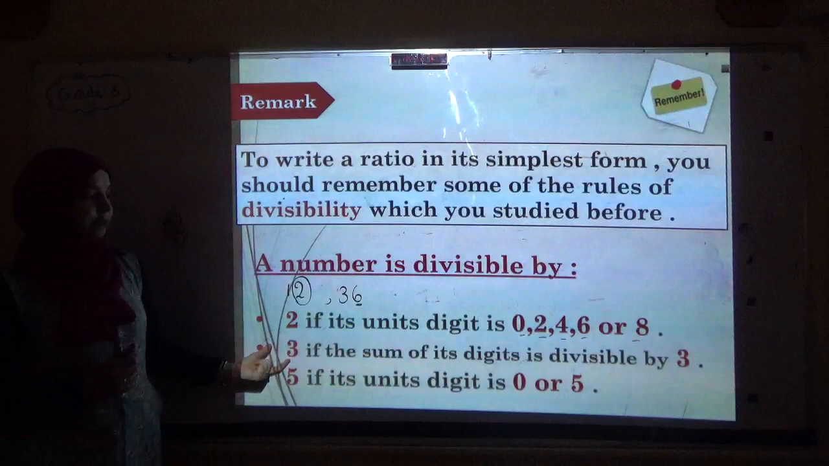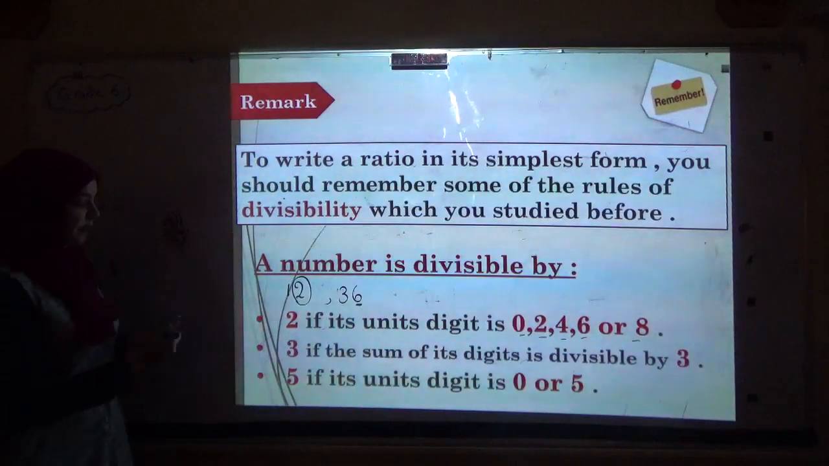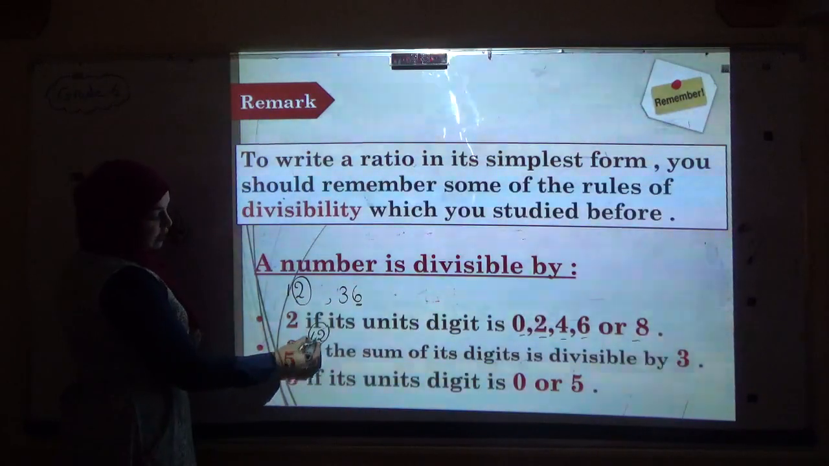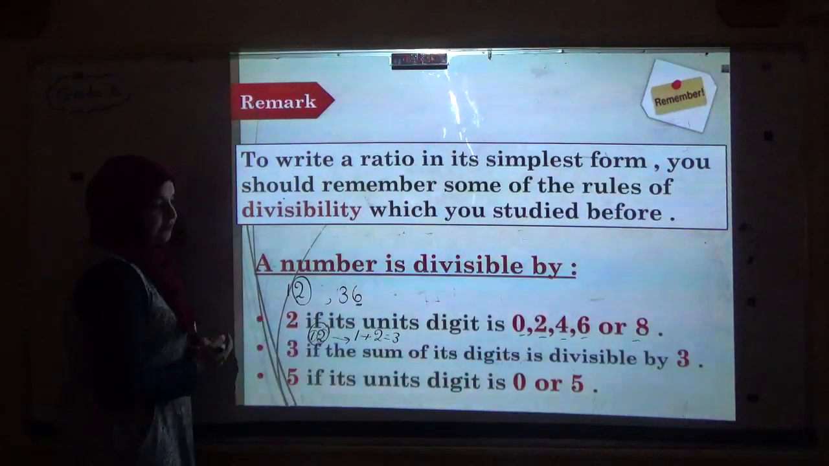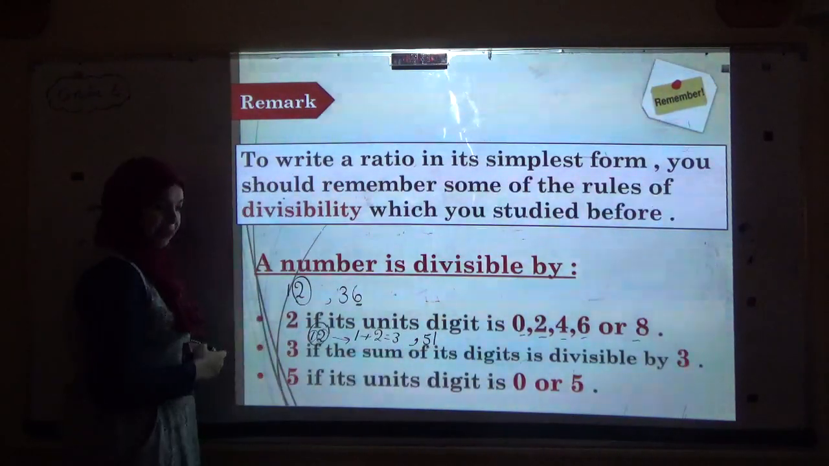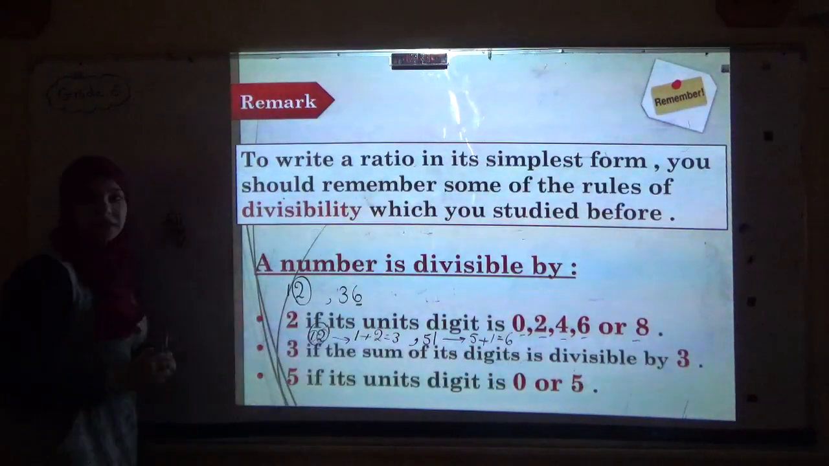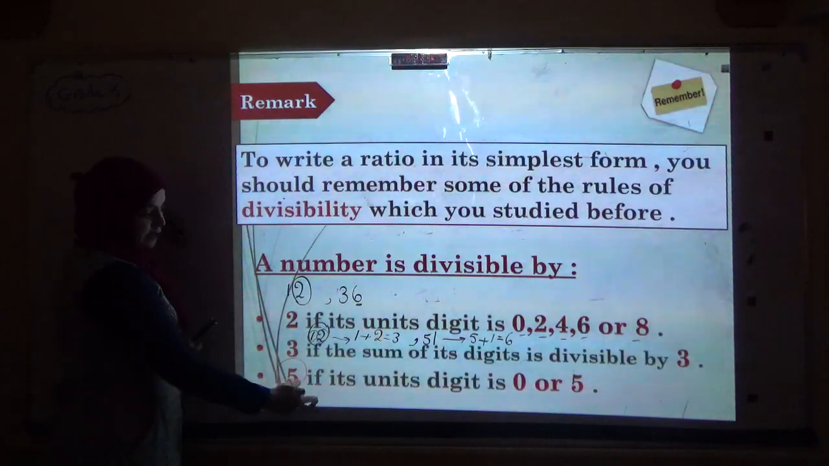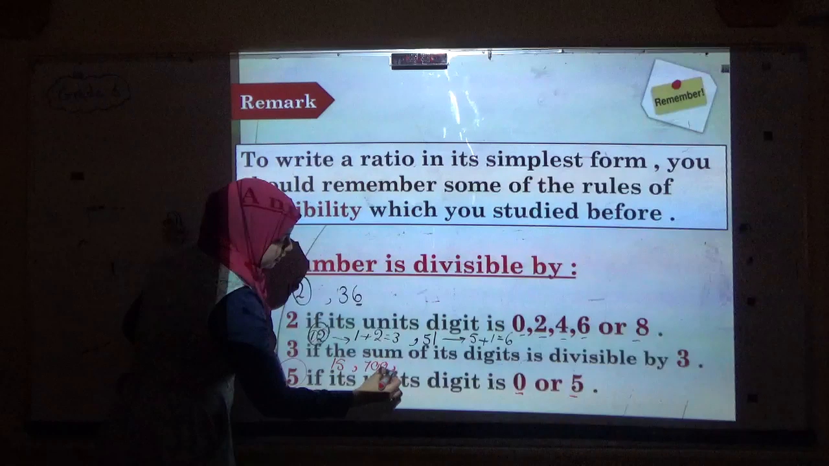Also, any number is divisible by 3 if the sum of its digits is divisible by 3. For example, 12 is divisible by 3 because the sum of its digits, 1 plus 2, equals 3, and 3 is divisible by 3. Also, 51 is divisible by 3 because the sum of its digits, 5 plus 1, equals 6, and 6 is divisible by 3. Also, any number is divisible by 5 if its units digit is 0 or 5, like 15, 100, and so on.